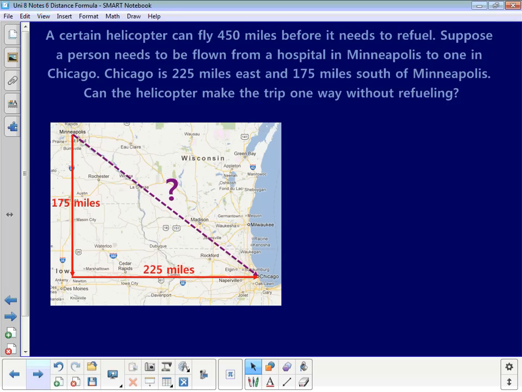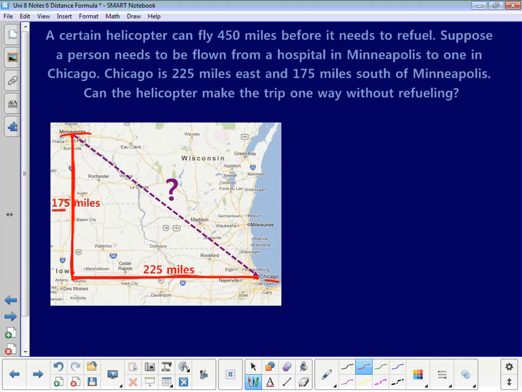It looks at a helicopter that can fly 450 miles before it needs to refuel. Suppose that a person needs to be flown from a hospital in Minneapolis to one in Chicago. Chicago is 225 miles east and 175 miles south of Minneapolis. Can the helicopter make the trip one way without refueling? We have a little picture up here, and you might want to draw this triangle. Here's Minneapolis, and we're going down south 175 miles, and to the east about 225 miles, and there's Chicago. So we went from Minneapolis to Chicago.